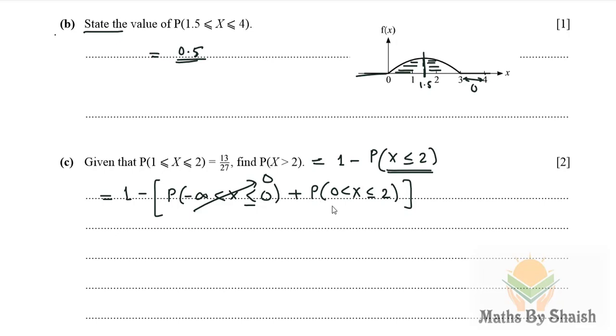So we need to find the probability of x between 0 and 2. The probability given is 1 to 2, so we will break it again. 1 minus finding the probability from 0 to 1, and then finding the probability from 1 to 2. So this value is already given, so it would be helpful.